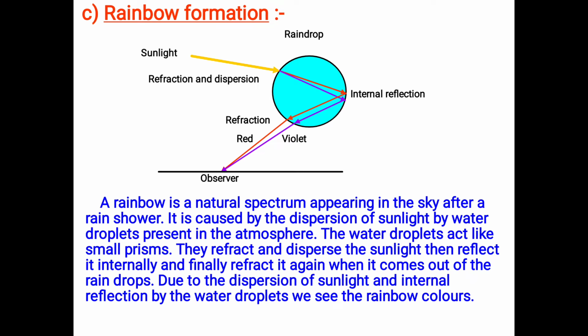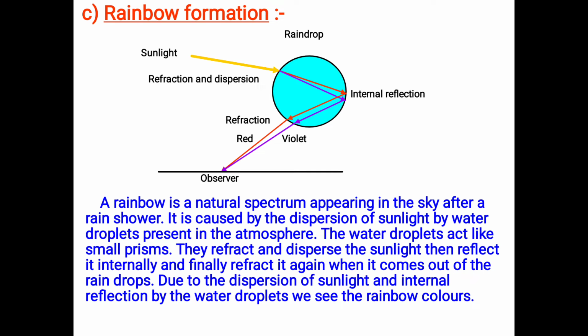Another phenomenon that we most commonly see in nature in the monsoon season is the rainbow. Rainbows are basically of two types: the primary rainbow and the secondary rainbow. Here I am going to discuss the primary rainbow. In rainbow formation we need three basic parts: sunlight, raindrops, which are water drops in the environment, and a screen.